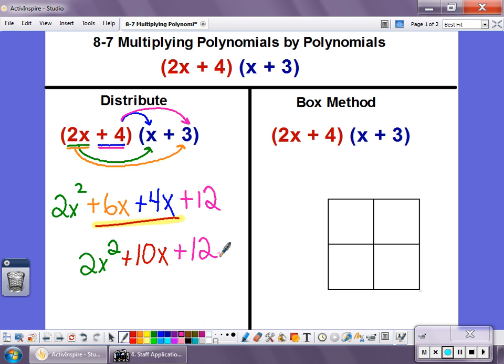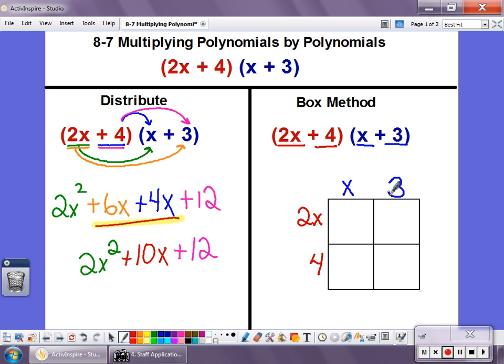Now, when you use the box method, you set up your box according to the types of polynomials you have. Since this is a binomial and has two terms, and this is a binomial which has two terms, I'm going to set up a box that's 2 by 2. And in doing that, what I can do is I can put one term from this first polynomial next to this box, and the second term from this polynomial next to the second box. So it's like I have 2x plus 4. I'm going to take my other polynomial and put it across the top, x plus 3.